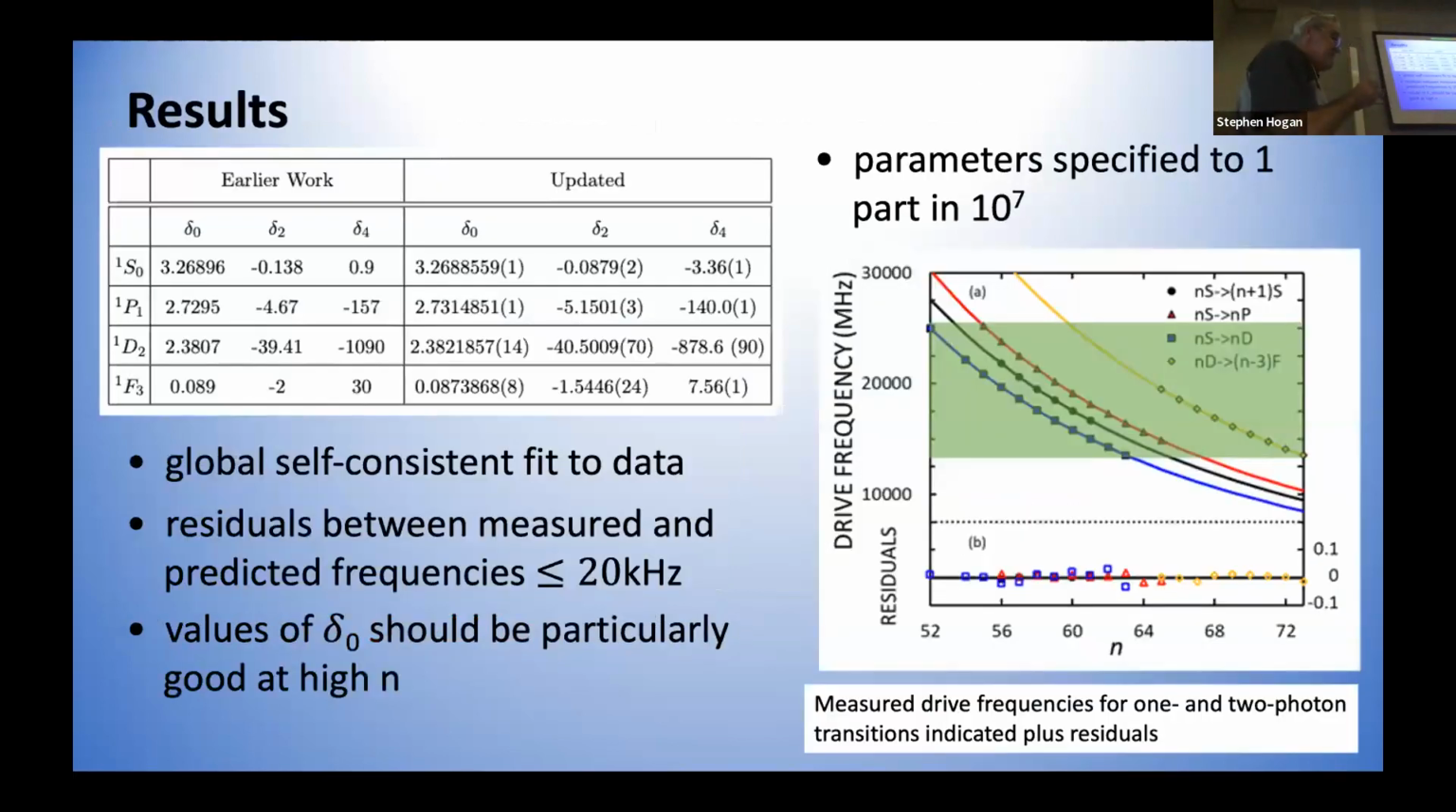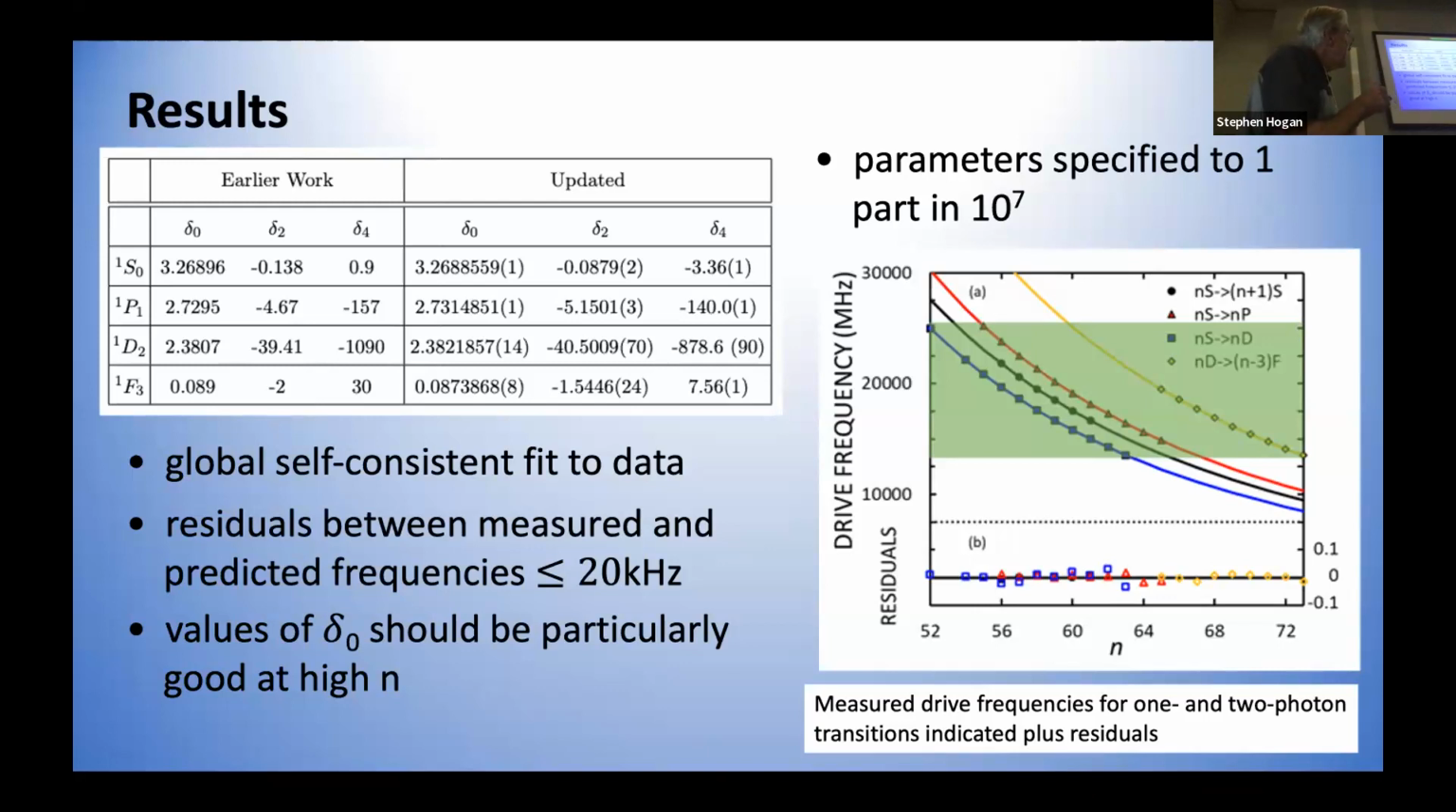When you do that, you get a new set of parameters. Here, the old parameters of Vaillant et al. Here are new parameters. And you notice we're specifying them to a part in 10 to the 7th so that we can get our transition frequencies to kilohertz in gigahertz. Okay. And if you look, then we will get a global self-consistent fit to the data. And here are the various drive frequencies predicted and measured as a function of n. And then we've got data here for several different transitions. And again, we're restricted in drive frequency ranges from about 13 to 26 megahertz.